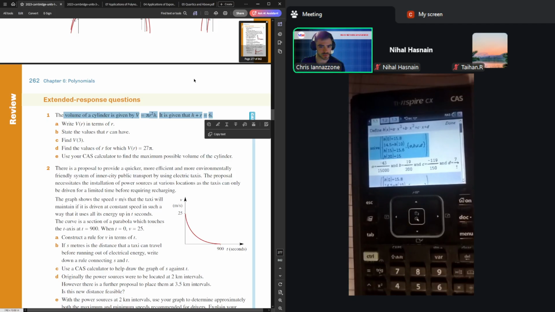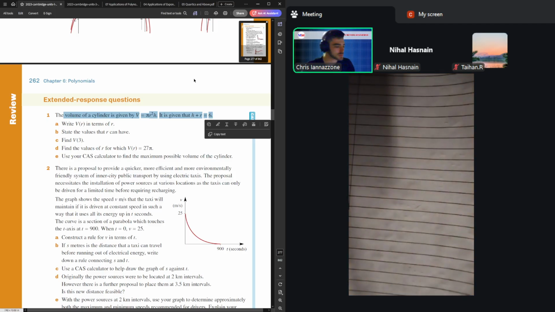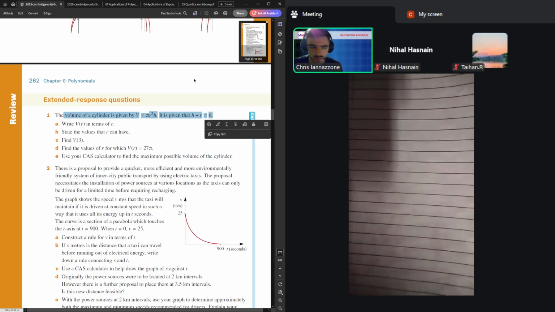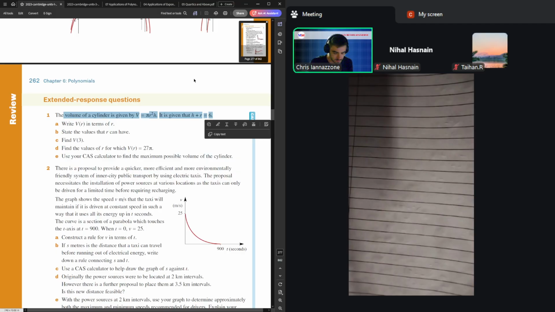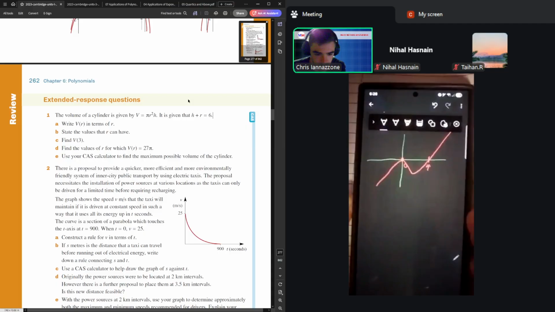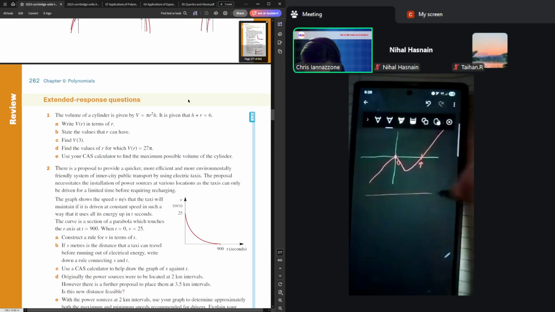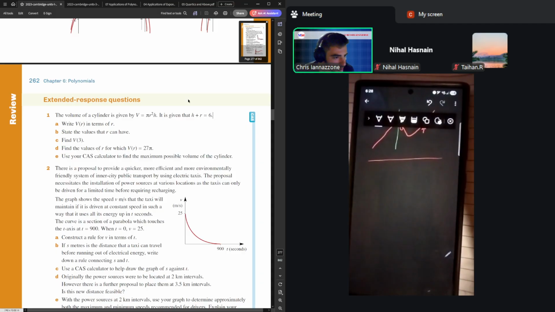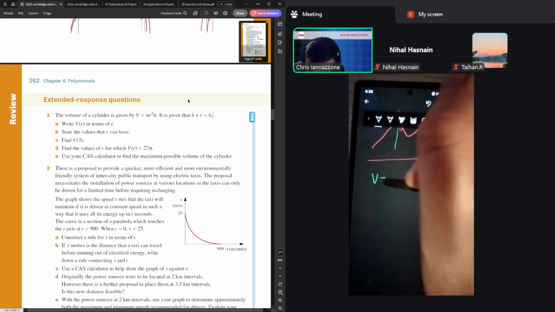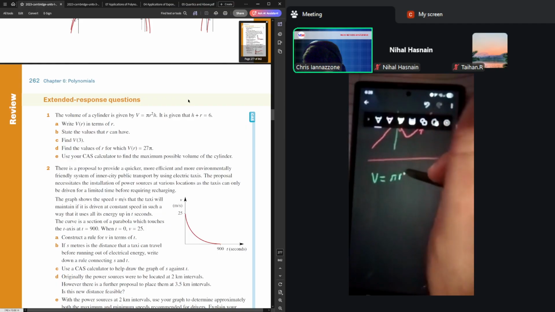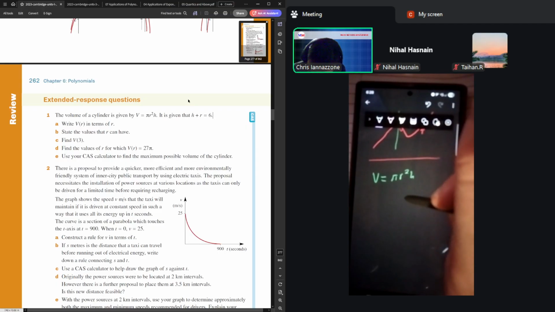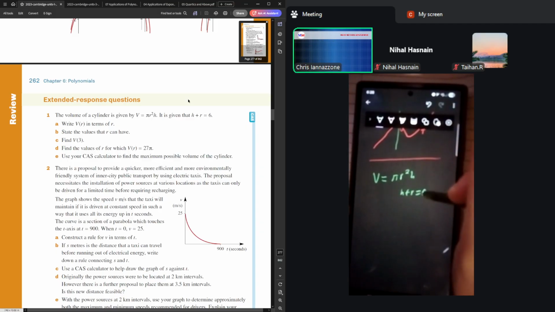So we'll use this extended response here from the chapter review because it's a little bit different, but also kind of the same. All right, we've got a volume of a cylinder equation going on here. We're told what the generic formula is, and we're also told our supporting piece of information. Usually, like in the example we just looked at, we had a picture to work off of to get some supporting information. In this case, we're literally just told, here's equation 1, here's equation 2, do your rearranging. So we have V equals pi r squared h, and we have h plus r is equal to 6.